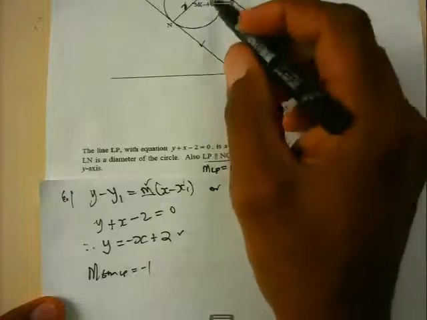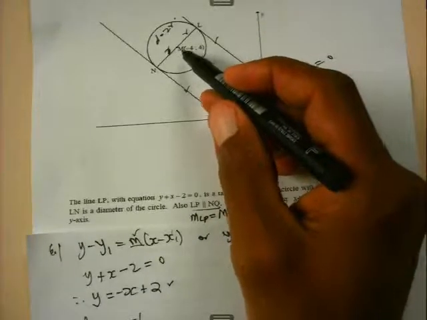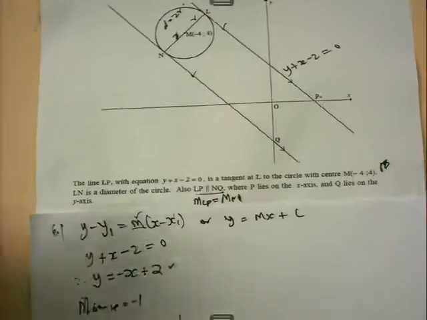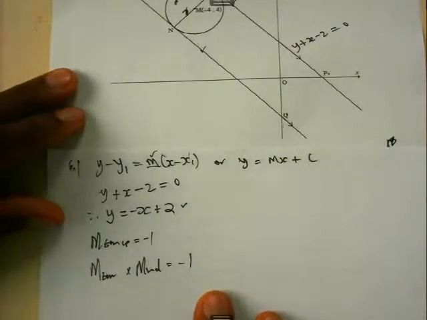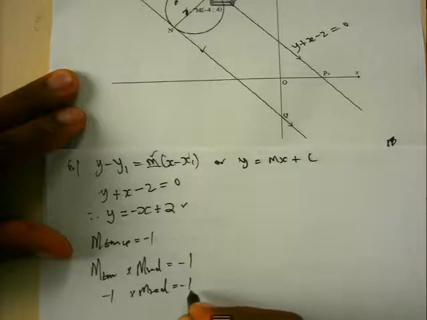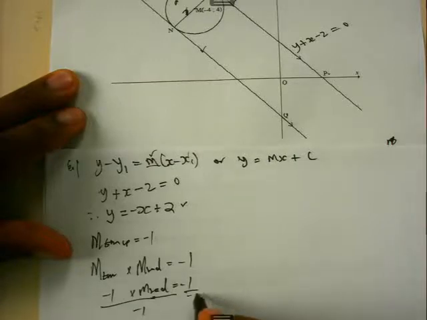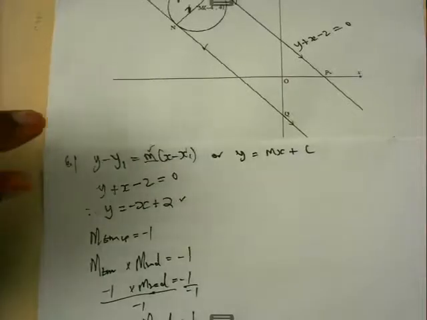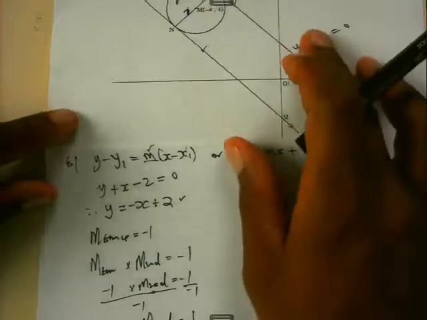Because the tangent is perpendicular to the radius, we know that m tangent multiplied by m radius is equal to -1. Therefore, our tangent gradient there is -1. Then we multiply by the radius gradient, which is -1 as well. Then divide both sides by -1. Therefore, m radius here is equal to positive 1. Why? It is very important always to remember that the tangent is perpendicular to the radius.